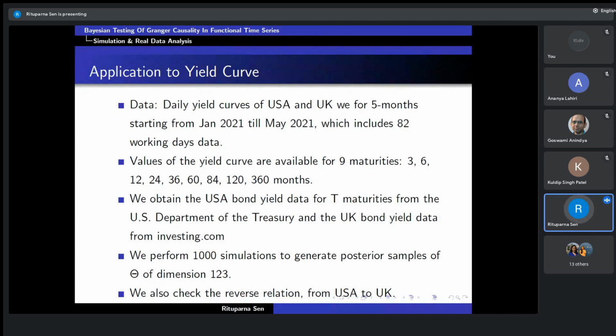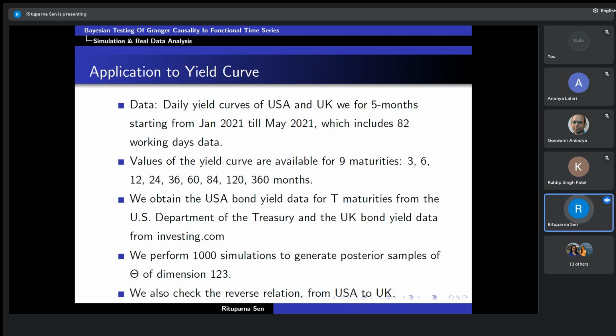We performed 1,000 simulations to generate the posterior sample. So there was this capital S in the calculations on how many posterior samples generated. So that is the number. And the dimension of the parameter space is 123, just to give you an idea.